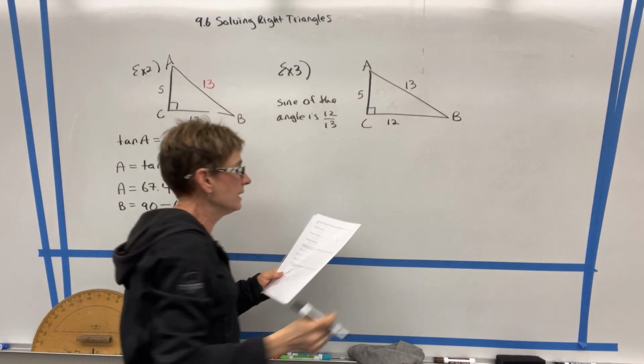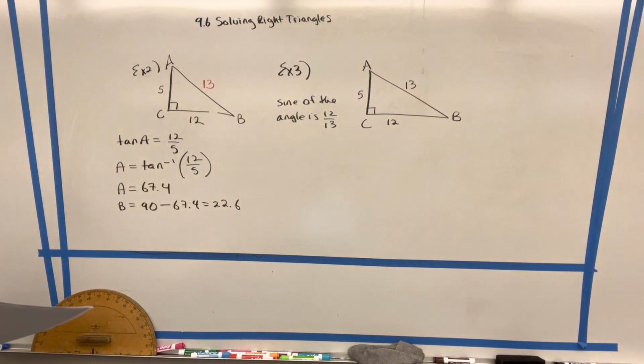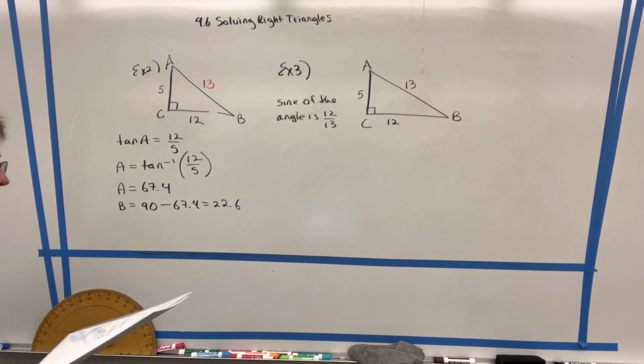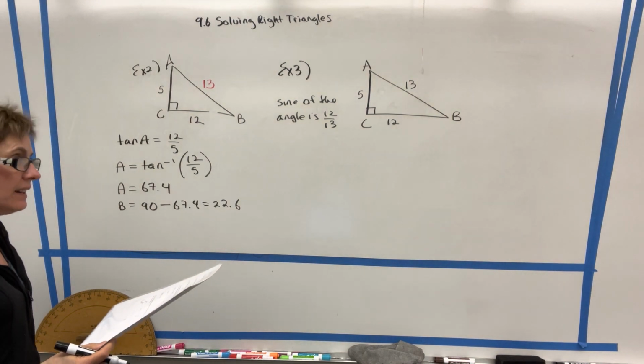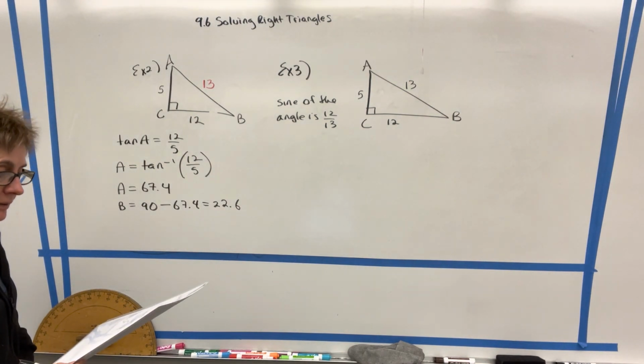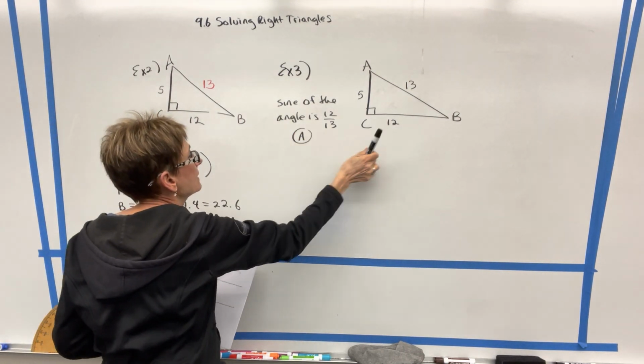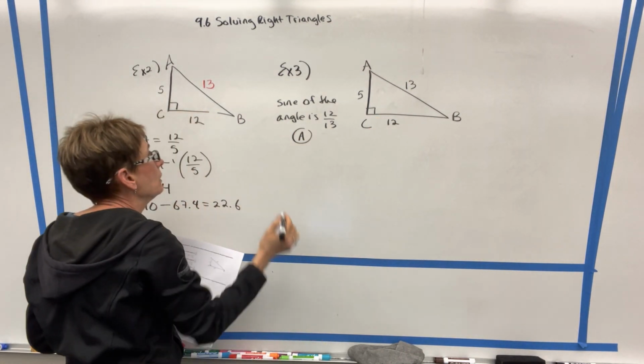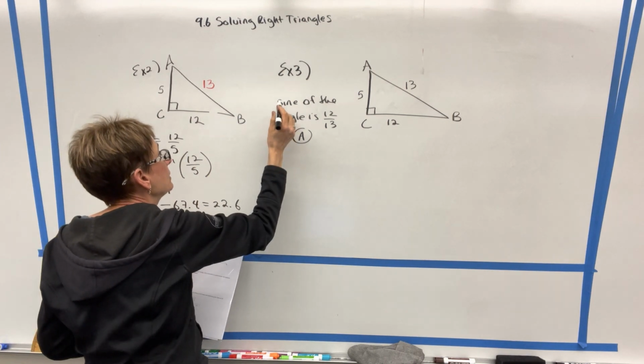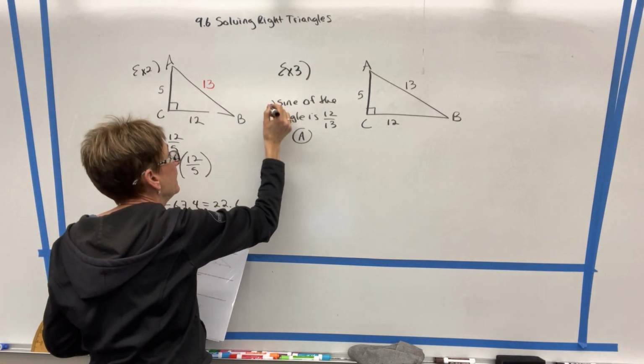So the question is, which of the two acute angles, that would be angle A or angle B, has the given trigonometric ratio? Which angle has a sine of 12 over 13? That would be angle A. Angle A has opposite over hypotenuse of 12 over 13. Okay, let's call this part A.